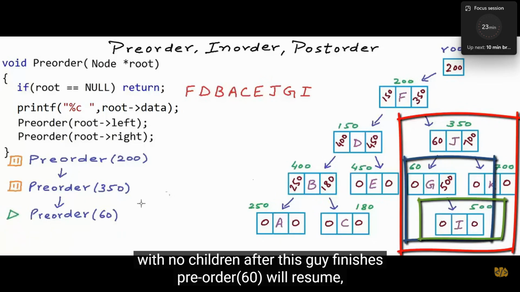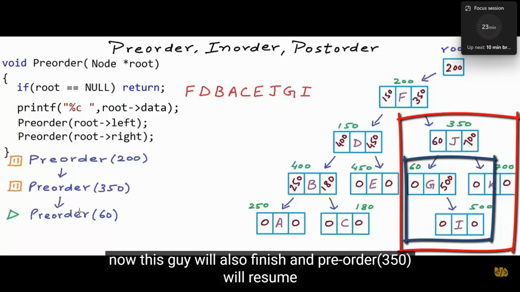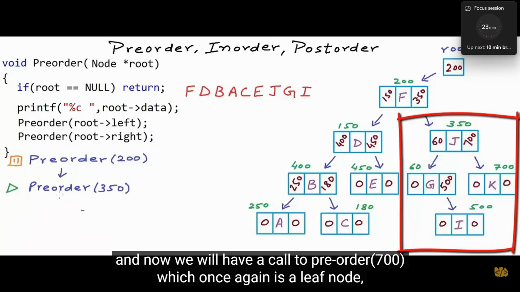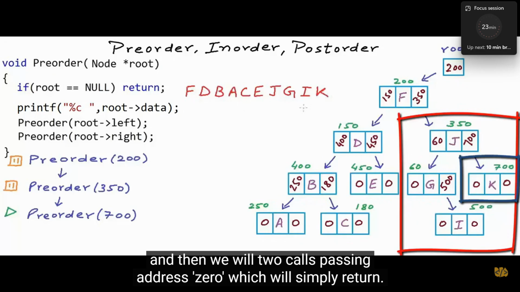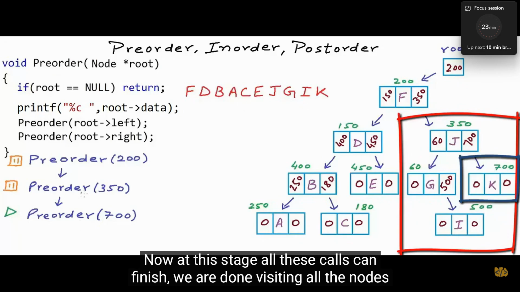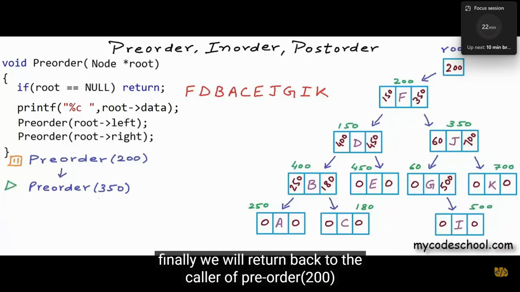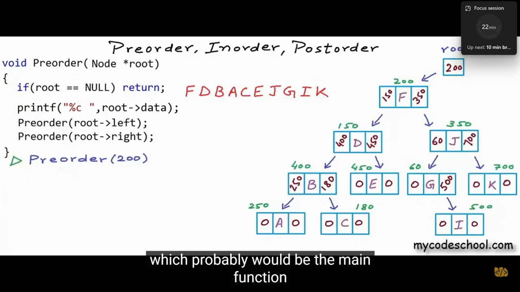After this guy finishes, pre-order 60 will resume. Now this guy will also finish and pre-order 350 will resume, and now we will have a call to pre-order 700, which once again is a leaf node. So k, which is the data in this node, will be printed, and then we will make two calls passing address 0, which will simply return. Now at this stage all these calls can finish. We are done visiting all the nodes. Finally we will return back to the caller of pre-order 200, which probably would be the main function.